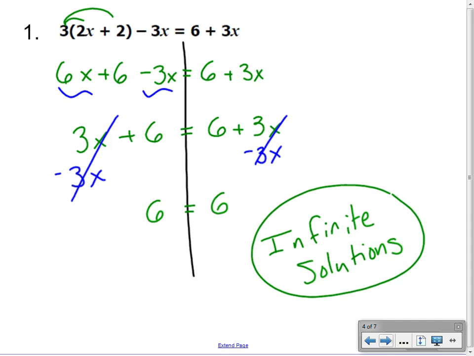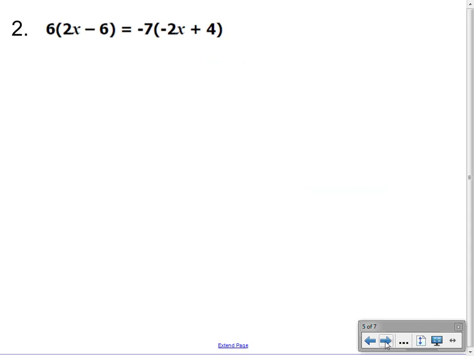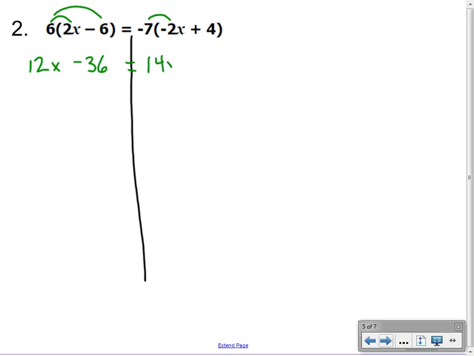Let's look at another example. Example 2. This time we have distributing to do on each side of our equation. So we get 12x minus 36, and that's equal to, remember 2 negatives multiplied gives us a positive 14x minus 28. Okay, so no combining to do on either side, so we're ready to collect our variable to one side.